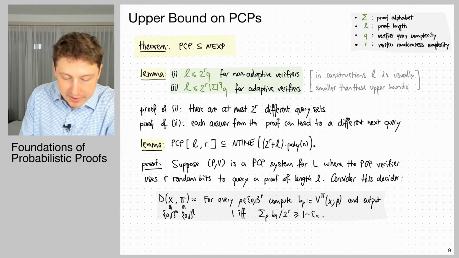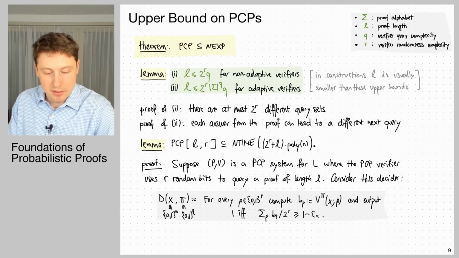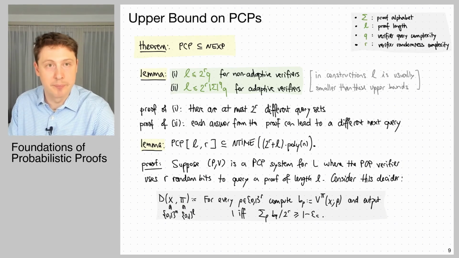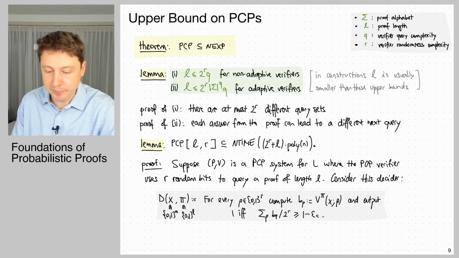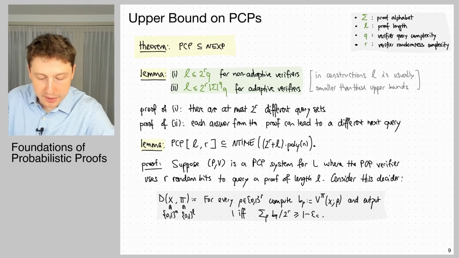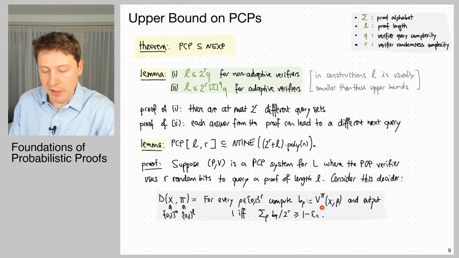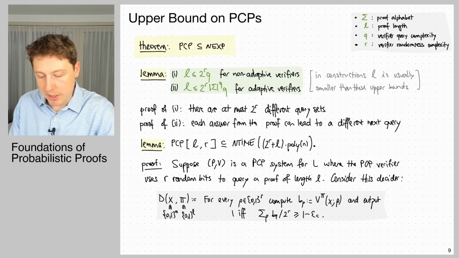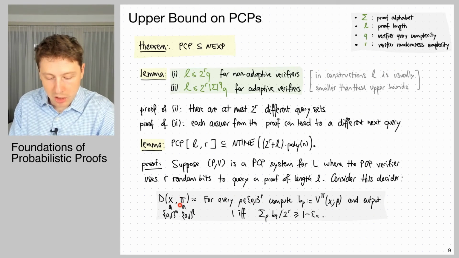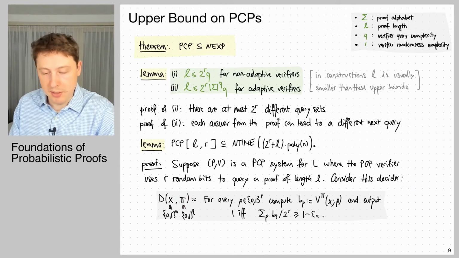So here is a decider that says, give me the input, and let's guess as a witness a PCP proof that tries to convince me. This is a PCP proof, but I'm treating it as an NP witness of length L. And internally, what I'm going to do is run the verifier on every possible random string. So for every choice of randomness, I'm going to run the verifier on this proof that was given to me as a witness.